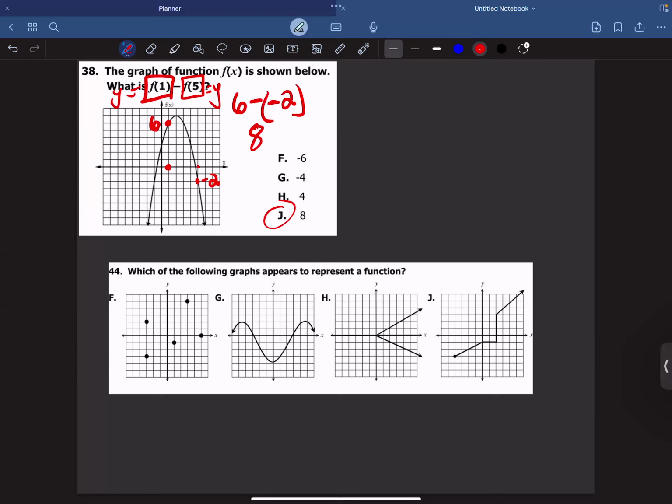Which of the following graphs appear to represent a function? Well, all that I want you to do here is think about the vertical line test. What is the vertical line test? It means that if I draw a vertical line, it doesn't pass through more than 1 point.